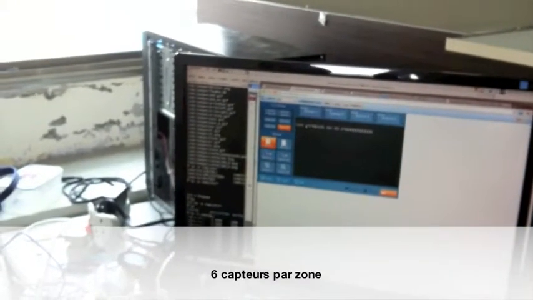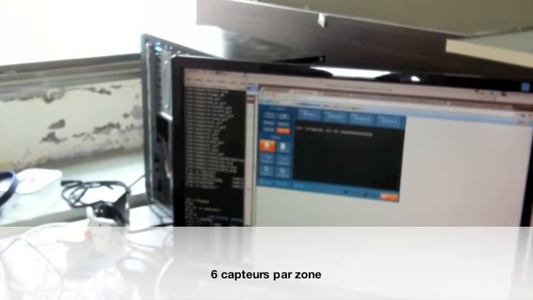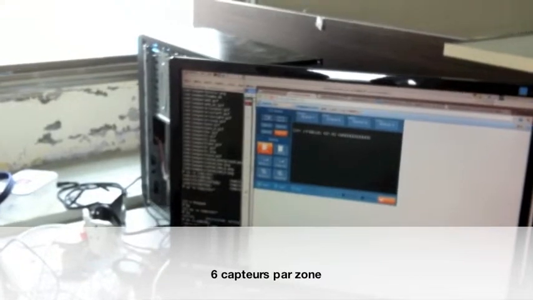And for each of the rooms, we can have 6 sensors. Okay, 6 sensors. So totally, we can have 30 sensors in the system. Because there is a global zone and 4 zones. Quad is a global zone.